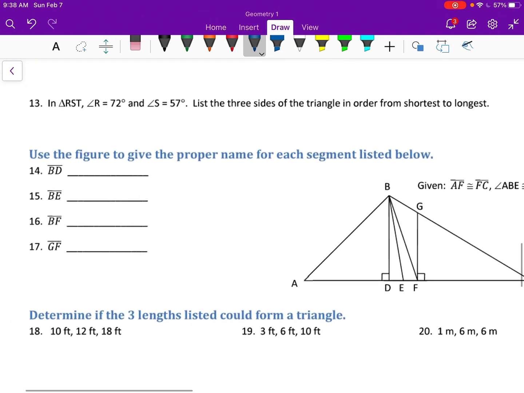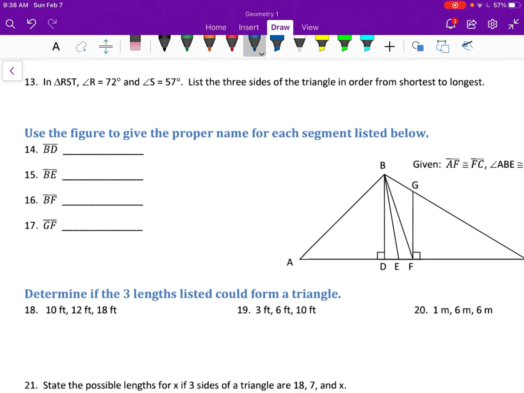On to the next examples here. In triangle RST, angle R is 72 and angle S is 57. List from shortest to longest. Well, same idea. So I'm just going to draw out RST. S was 57 and R is 72. We can use those two, add them together, and we'll subtract them from 180 because that will help us find angle T.